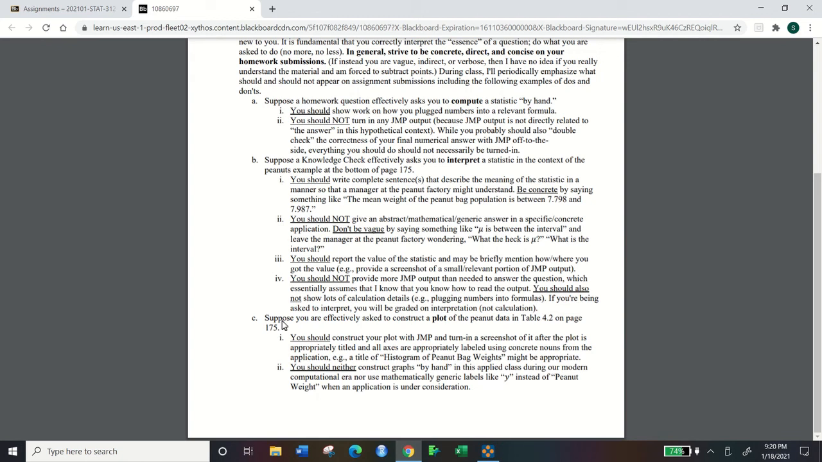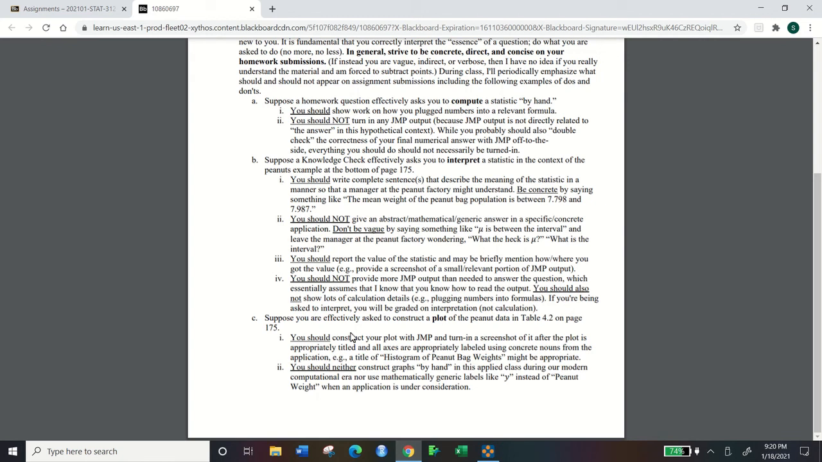Sometimes you will be asked to construct a plot. These plots should be created properly. You have JMP software. These plots should have titles.